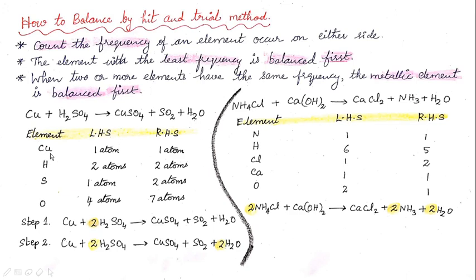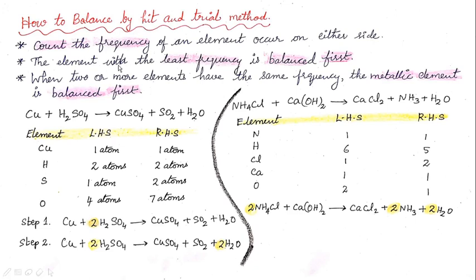You can see this. I have written the elements copper, hydrogen, sulfur, oxygen. Copper on the left hand side occurs only one time; only one atom of copper is present. On the right side it is one atom. Hydrogen: left side two atoms and right side also two atoms. Sulfur: left side one atom and right side one plus one, two atoms. Oxygen: on the left side four atoms, on the right side seven atoms. So count the frequency of an element on either side. That is the first step to do balancing.